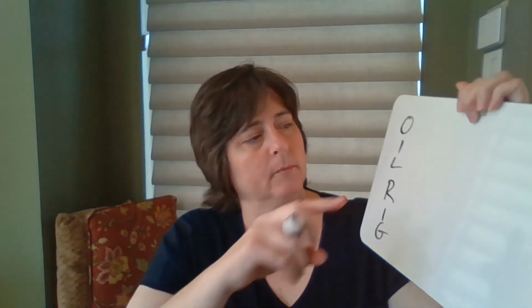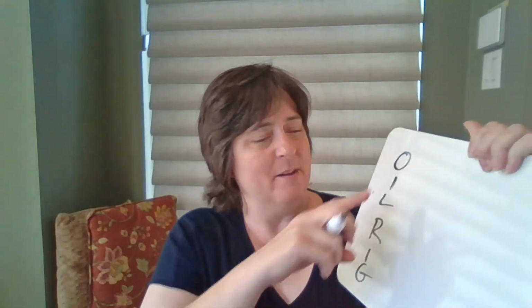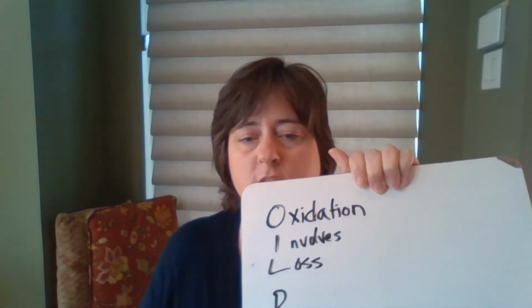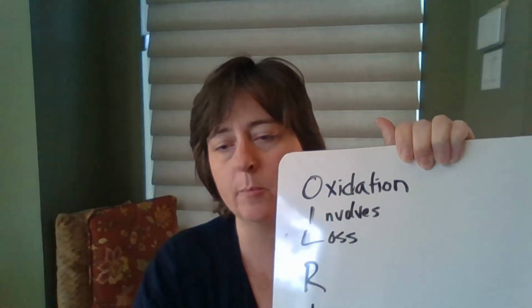So I'm going to give you a little mnemonic to remember that. And this one is called oil rig. Oil rig, we live in Houston, so we know what oil rigs are. But this is just a quick way to remember this. When you have something that gets oxidized, oxidation involves loss. Oxidation involves loss. That's the oil part of it.